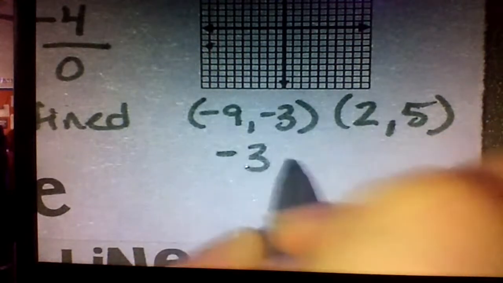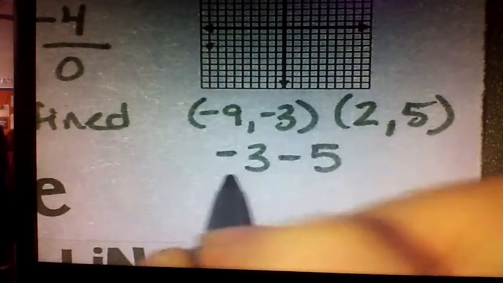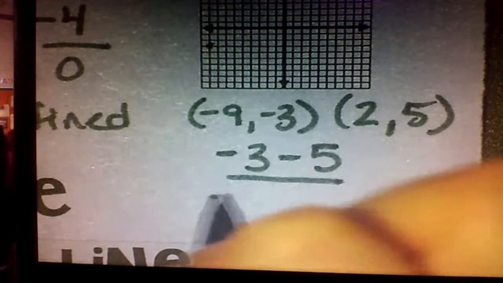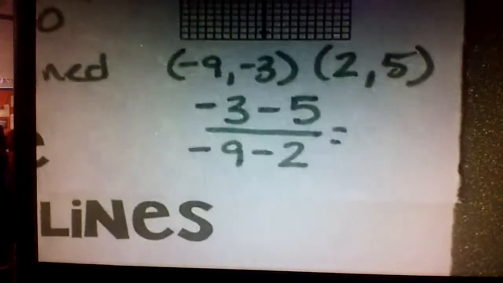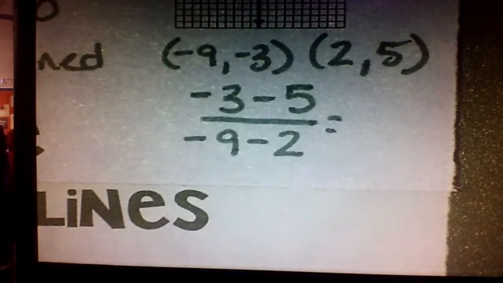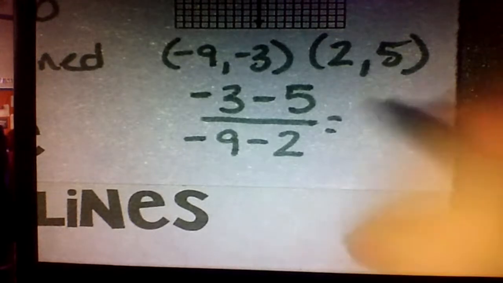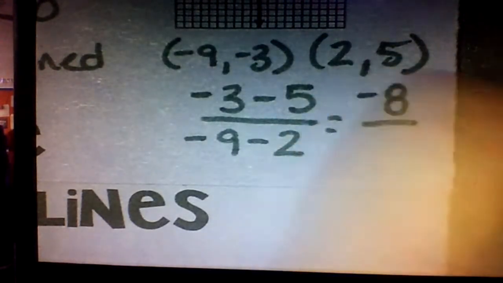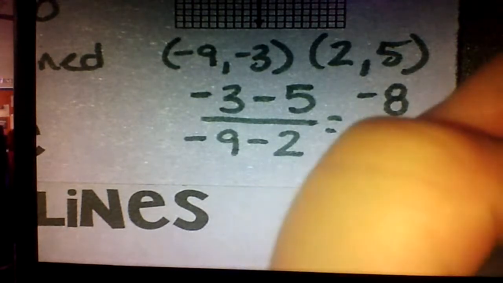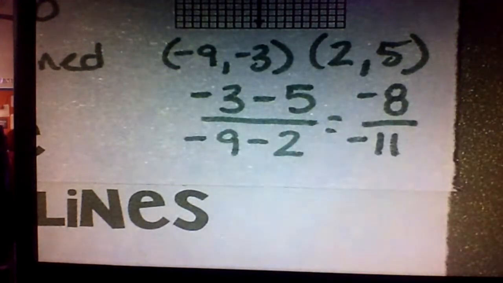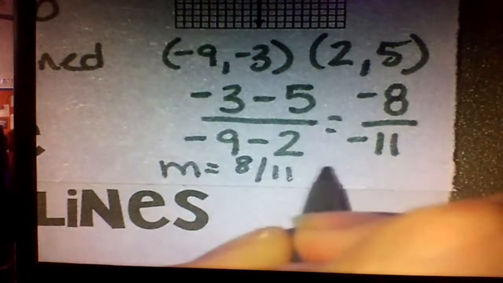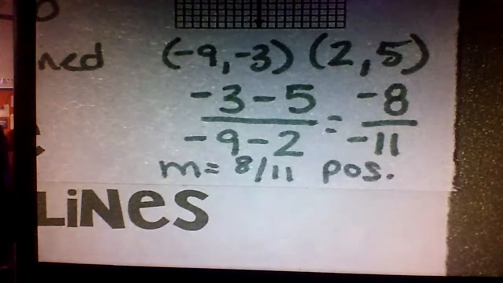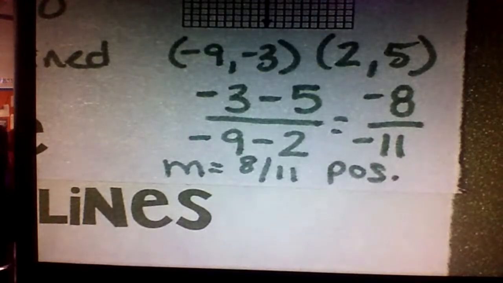Okay. So subtract your y's. Negative 3 minus 5. Subtract your x's. Negative 9 minus 2. So what's negative 3 minus 5? Negative 8. What's negative 9 minus 2? Negative 11. What's a negative divided by a negative? Positive. Okay, so your slope is 8 over 11, and it's a positive slope.